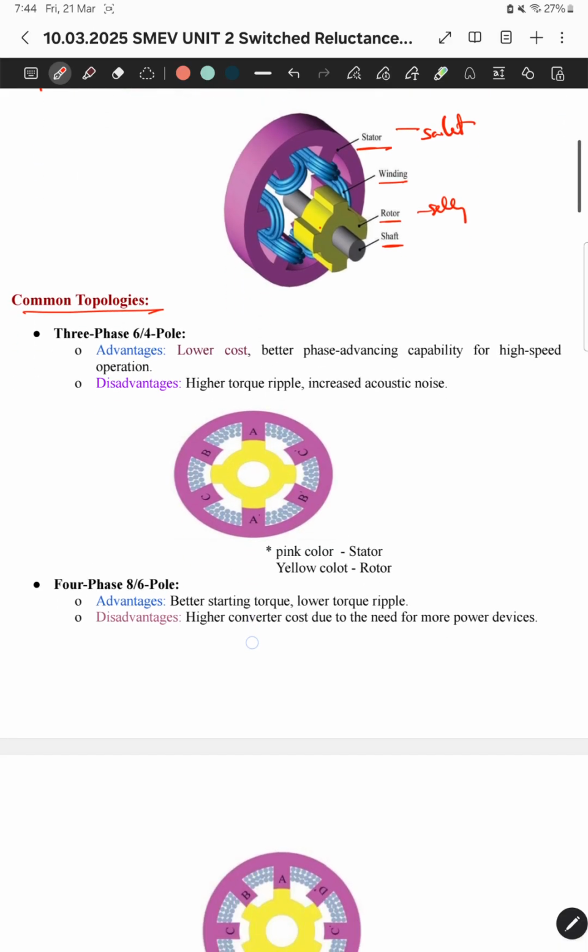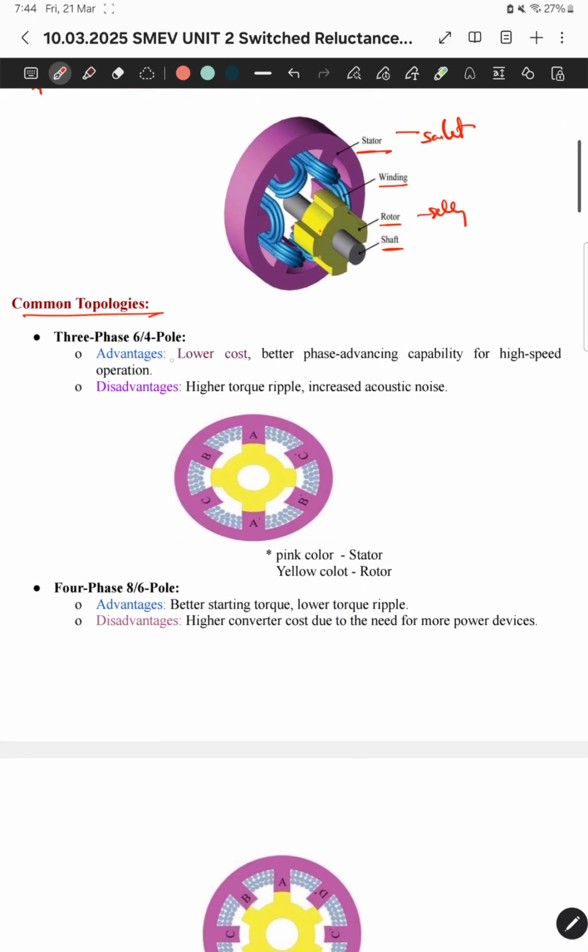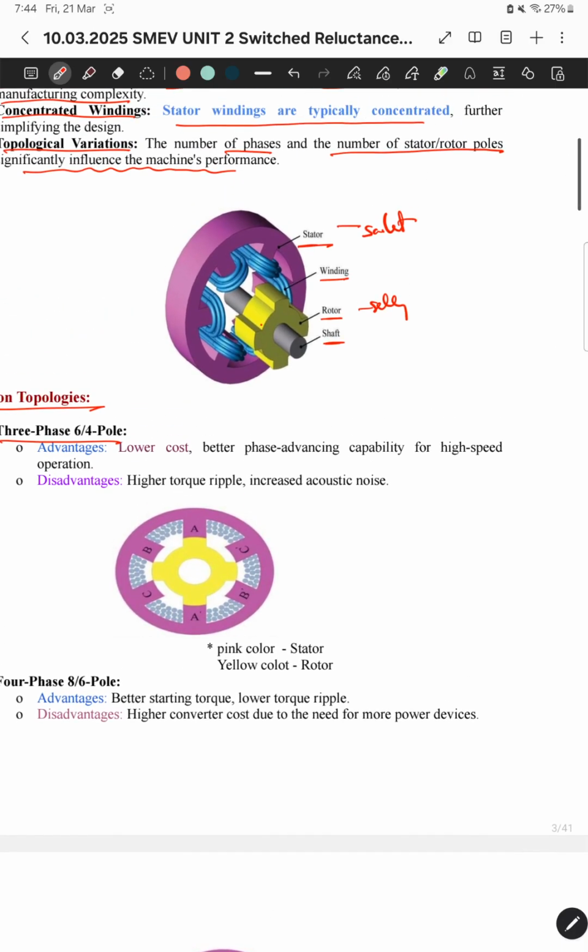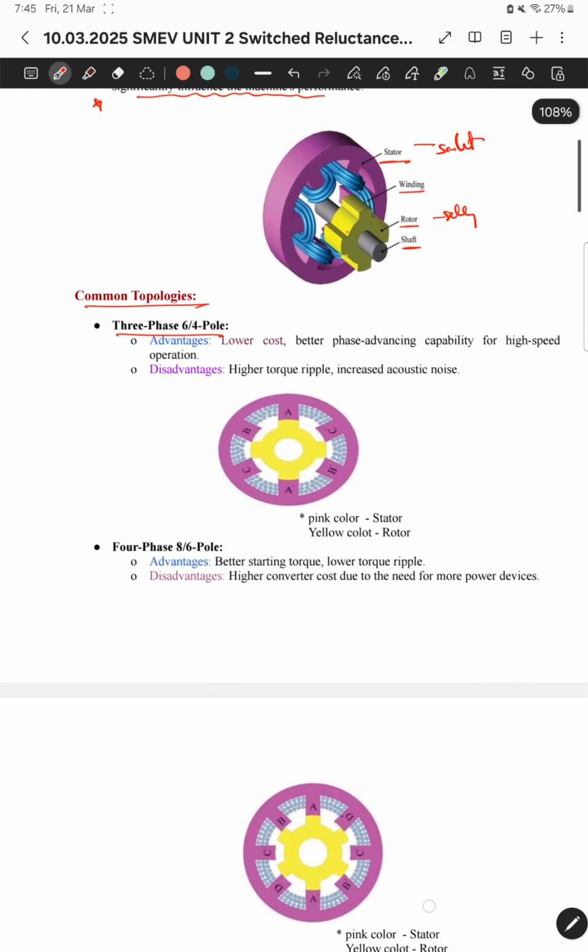Common topologies. What are the normal topologies that we use here? That means the number of poles in the rotor as well as the number of poles in the stator. That is 3 phase 6x4 pole. Here I am using 6 poles: 1, 2, 3, 4, 5. So that is 3 pole pairs, times 2, that is equal to 6 poles. 6 stator poles and 4 rotor poles. When we combine that, we call it 6x4.